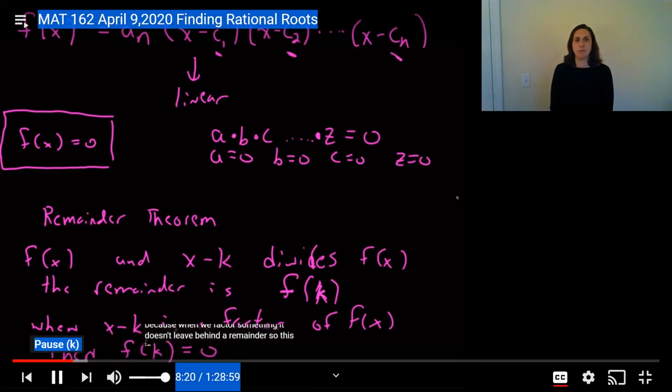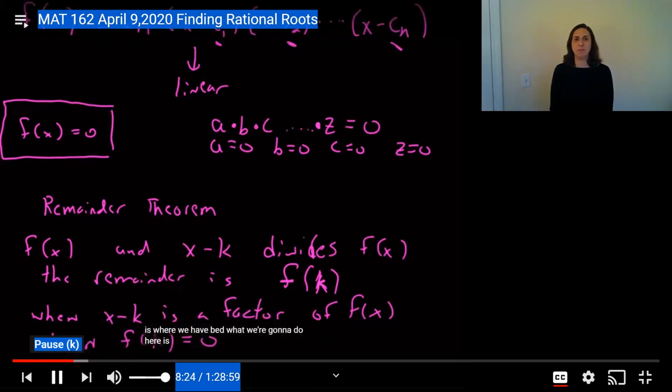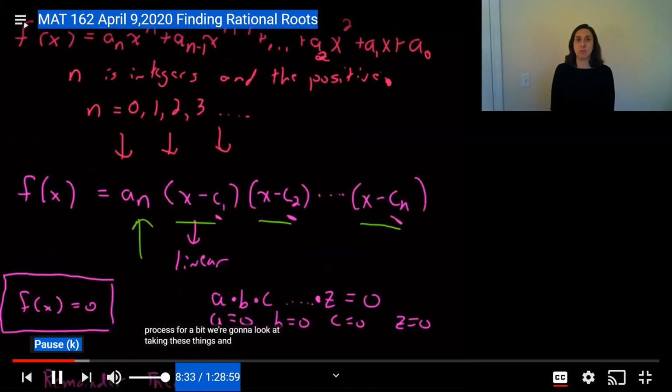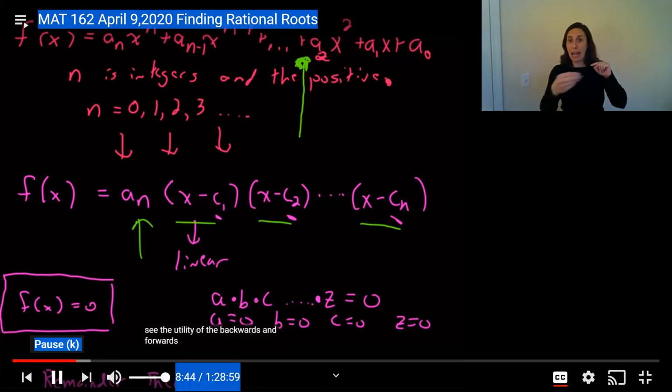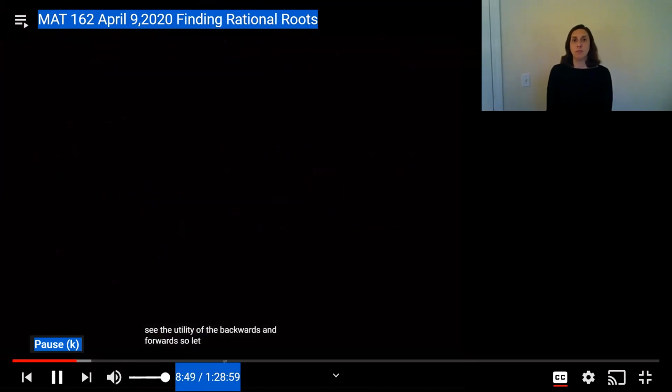So this is where we have been. What we're going to do here is reverse this process for a bit. We're going to look at taking these things and going back up here, just for a couple, so that we can see the utility of the backwards and forwards.